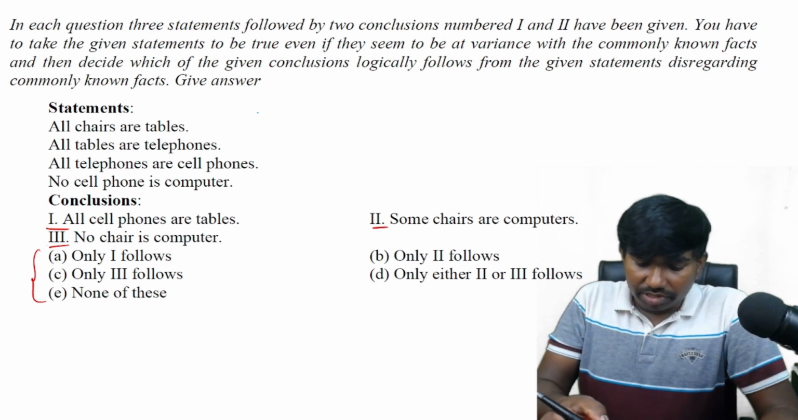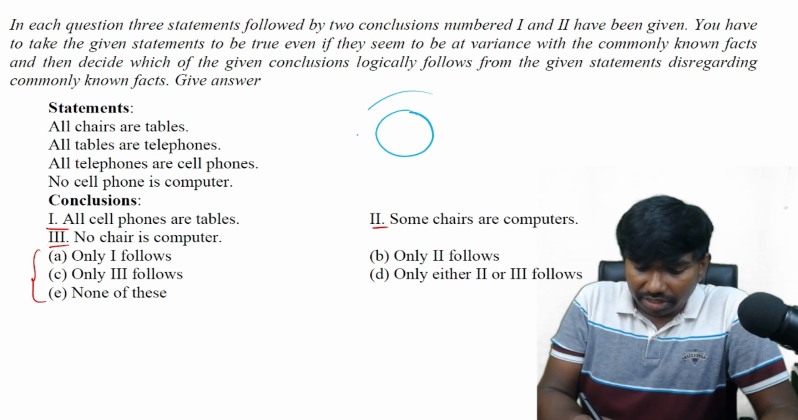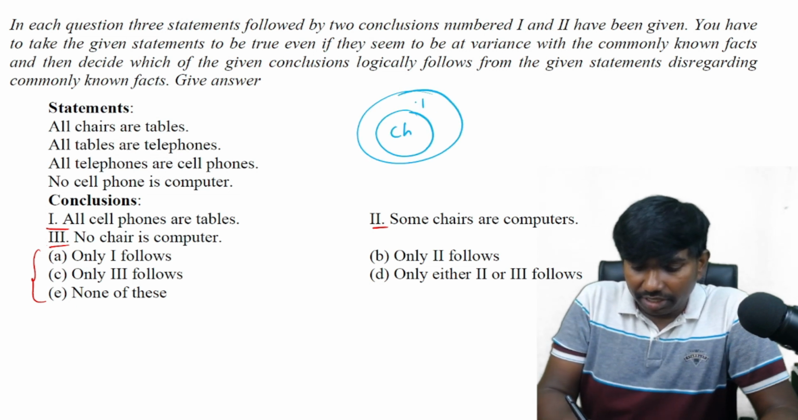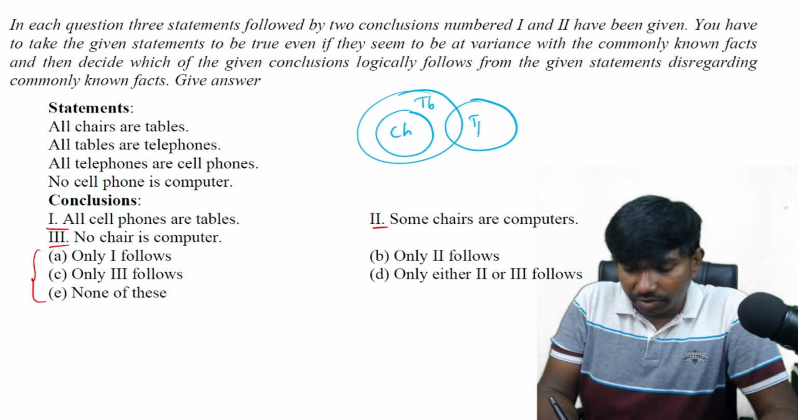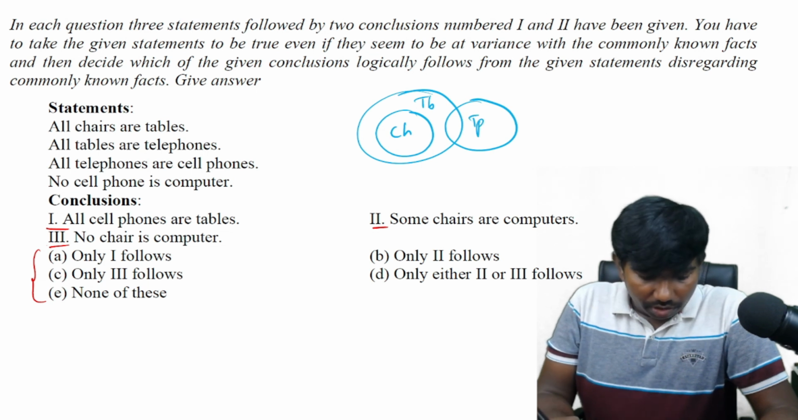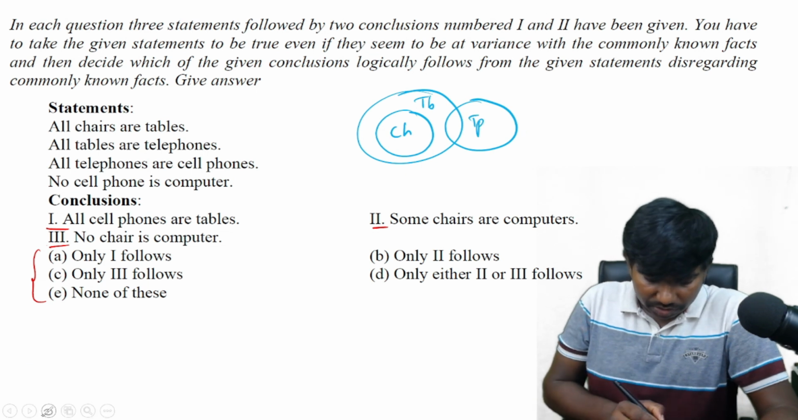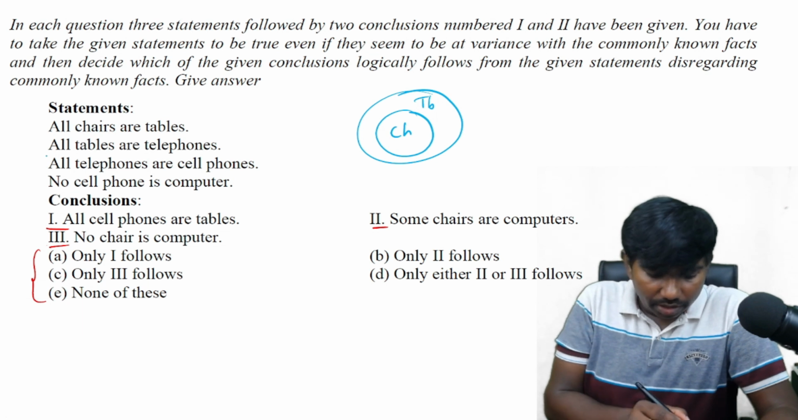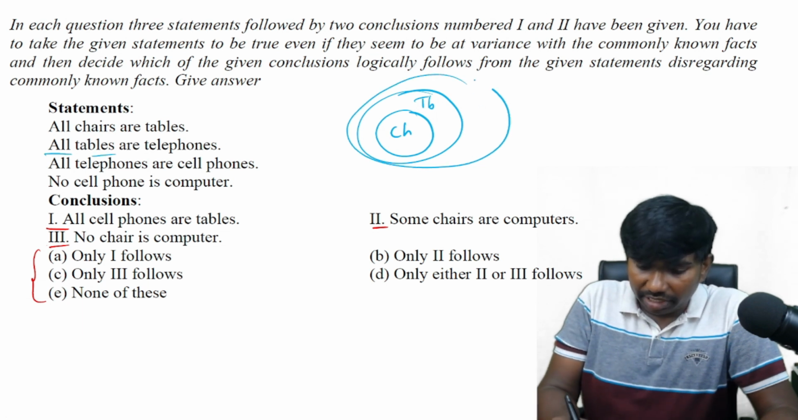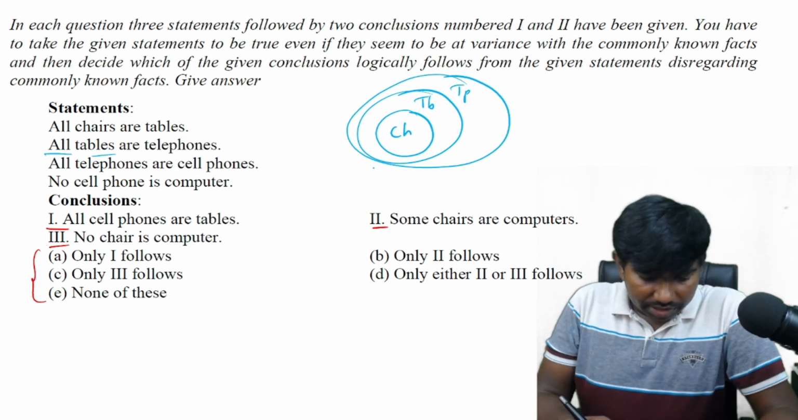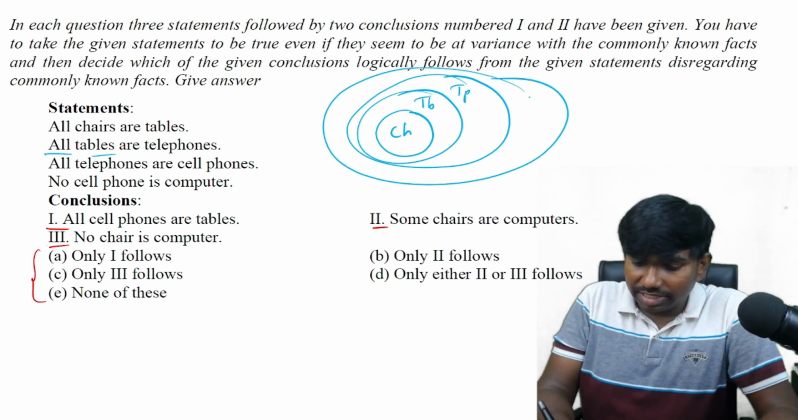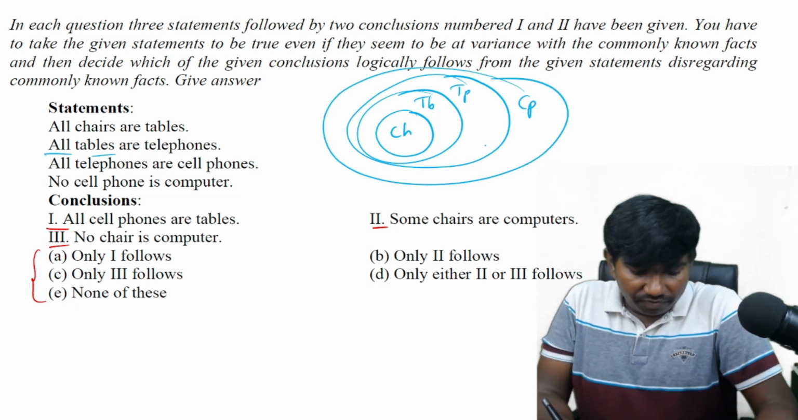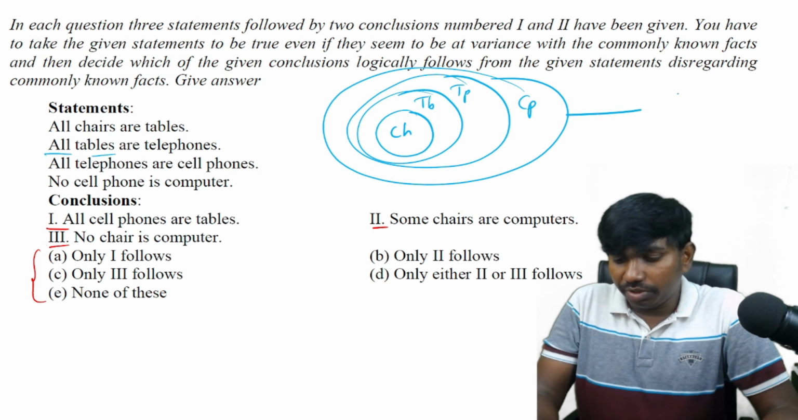All chairs are tables. Chair and table. All tables are telephones. TP I'm taking. What is the second statement? All tables are telephones. Next, all telephones are cell phones. CP. No cell phone is computer. There should be no intersection between cell phone and computer.